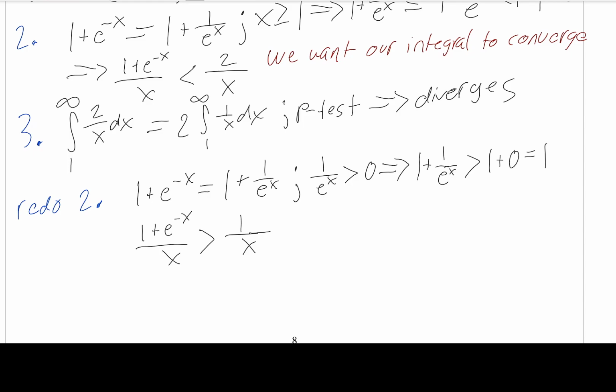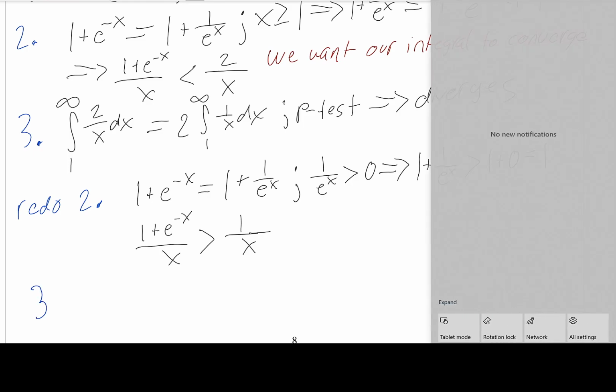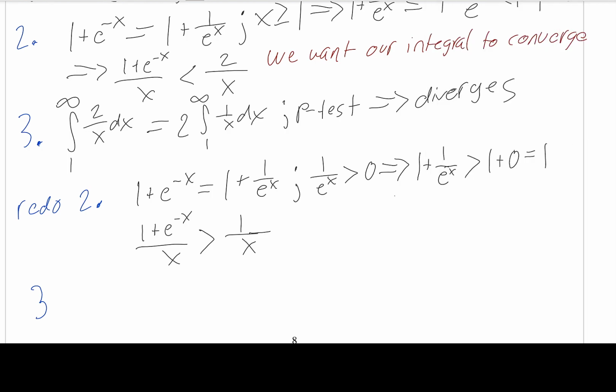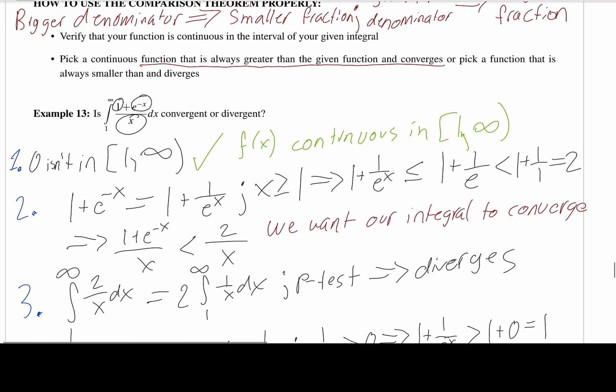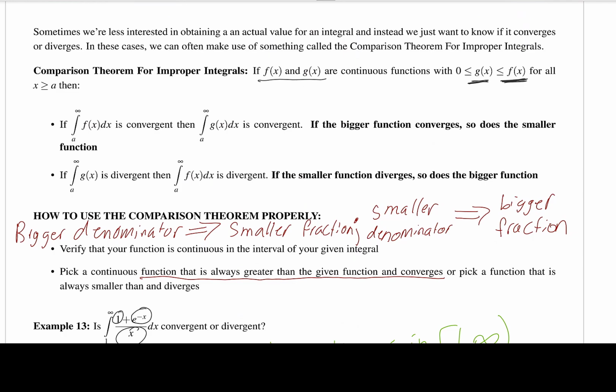Let's look at step 3, which is to integrate this guy. Right, to integrate our new comparison function. Now, we got something that's smaller. So since we got something that's smaller, we want our integral to diverge. So this is like the bread and butter of the theorem. If you get something bigger, you want it to converge. If you get something smaller, you want it to diverge. This is super important. You have got to know this part of the theorem, right?